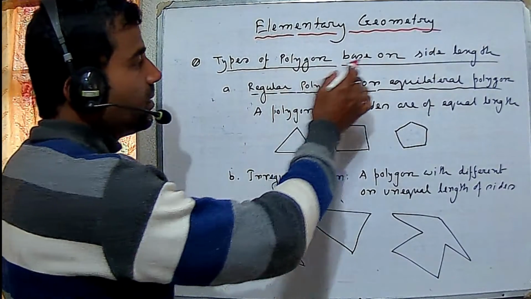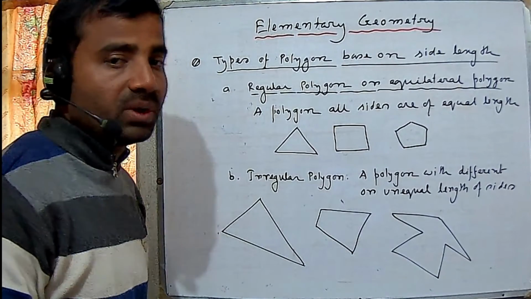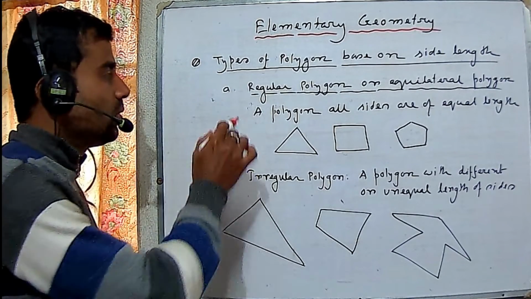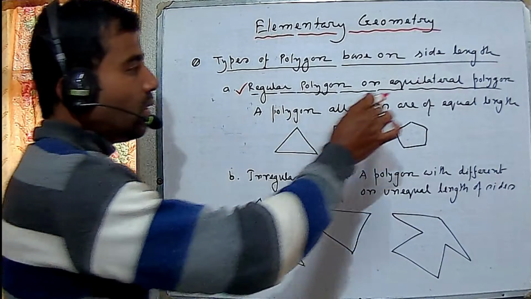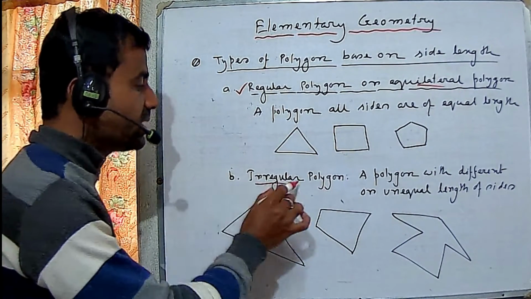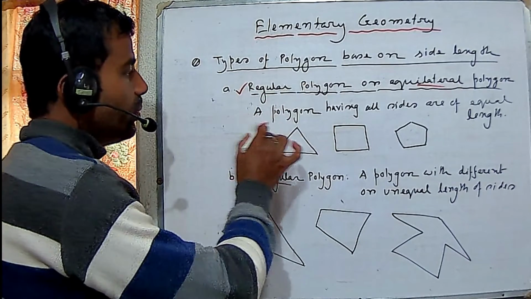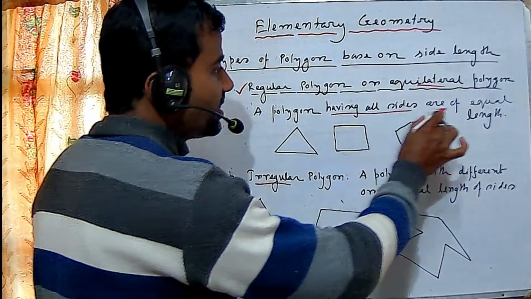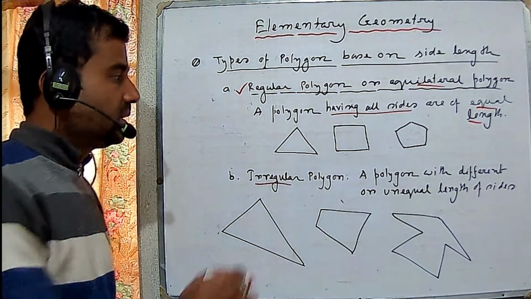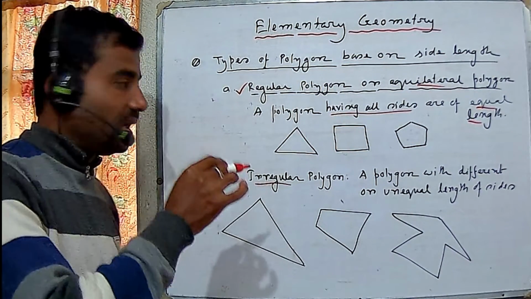Types of polygon based on side length. Depending upon their side length, polygons are classified into two categories. One is regular polygon or equilateral polygon, and another is irregular polygon. What is a regular polygon? A polygon having all sides of equal length. That is a polygon where the sides are all equal.